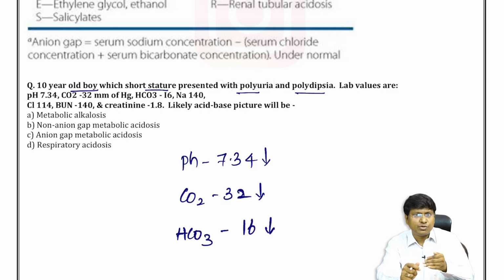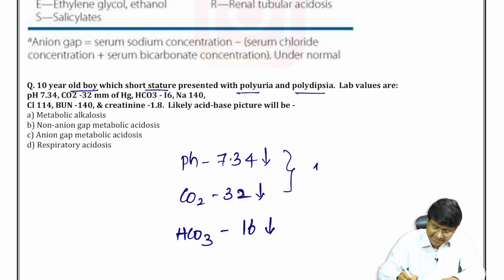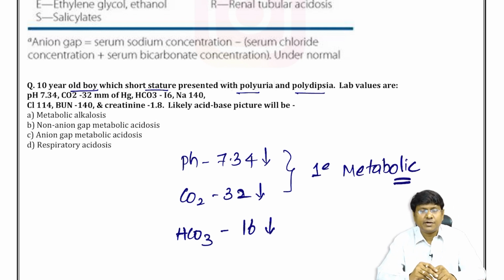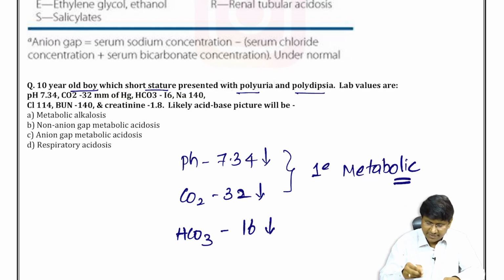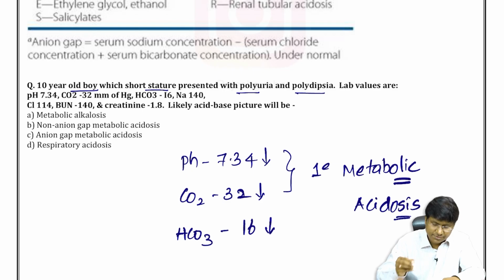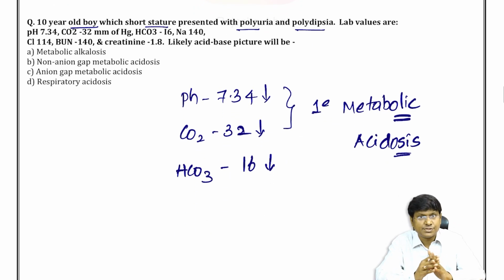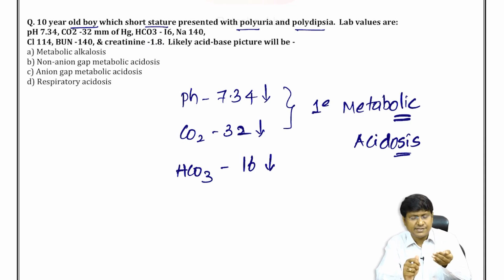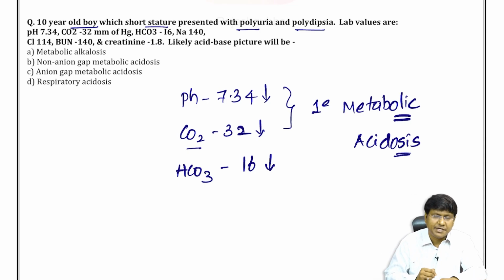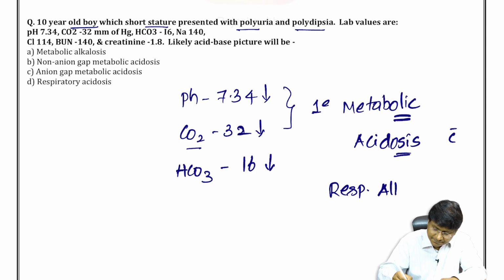When pH and PCO2 are both reduced, what is the primary disorder? The primary disorder is metabolic. Right, the primary disorder is metabolic. Metabolic what? The pH is reduced, so we call it primary metabolic acidosis. Now, the point here is, what has happened to carbon dioxide? Reduced. So we call it with respiratory alkalosis. So we are able to make out what is the primary acid-base disorder.